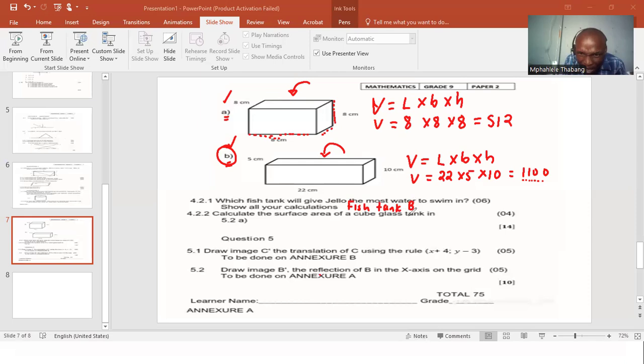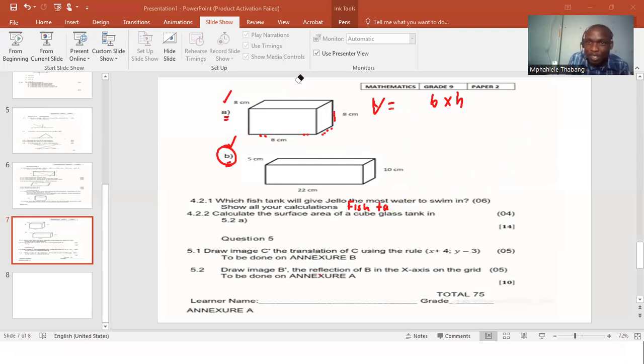Calculate the surface area of a cube glass tank in 5.2a. Calculate the surface area of a cube glass tank. It is 14 marks. How can we find the surface area of a rectangular prism? How can we find the surface area? This will be our last problem.